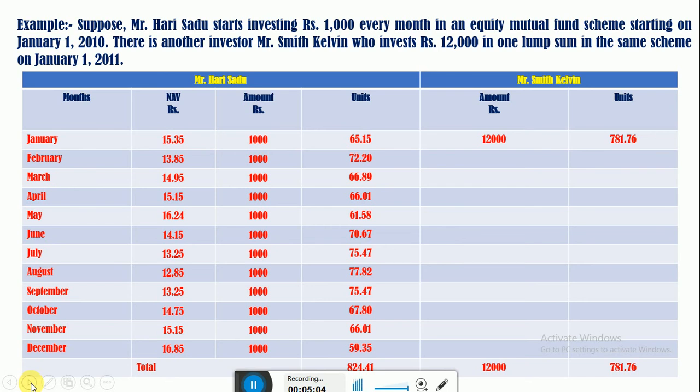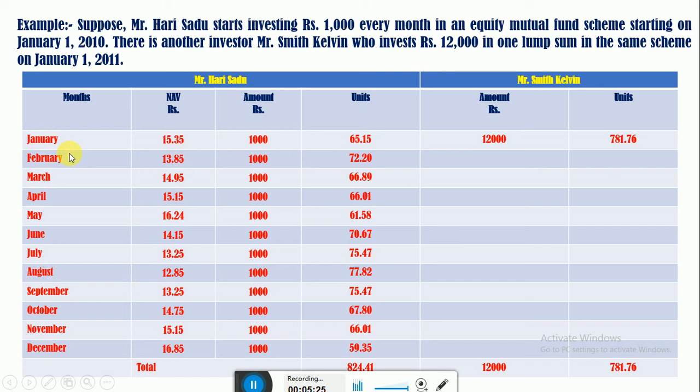And there's another investor whose name is Mr. Smith Calvin, who has invested 12,000 in one lump sum in the same scheme on January 1, 2011. So here, at the end of 1 year, this chart shows the investment made from January 1st, 2010 by Hari Sadhu.